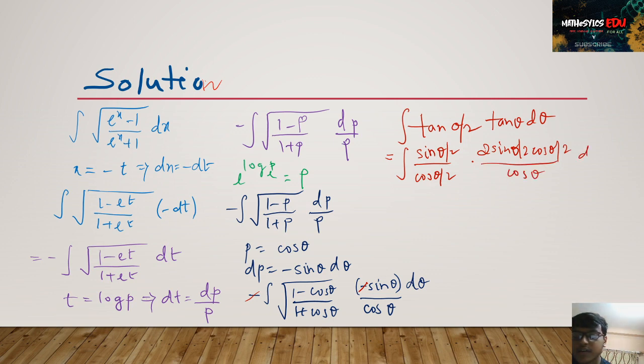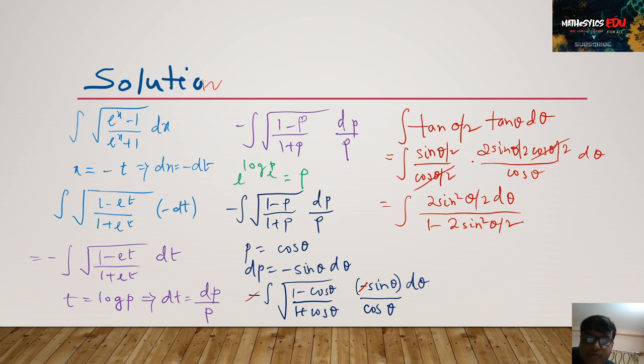Right? If I reduce it, cos theta by 2 and cos theta by 2 will get cancelled. That's why I chose to use this expression. Now 2 sin square theta by 2, and in the denominator there is cos theta. Now cos theta can again be decomposed into 1 minus 2 sin square theta by 2. Right? I think it is clear to you.